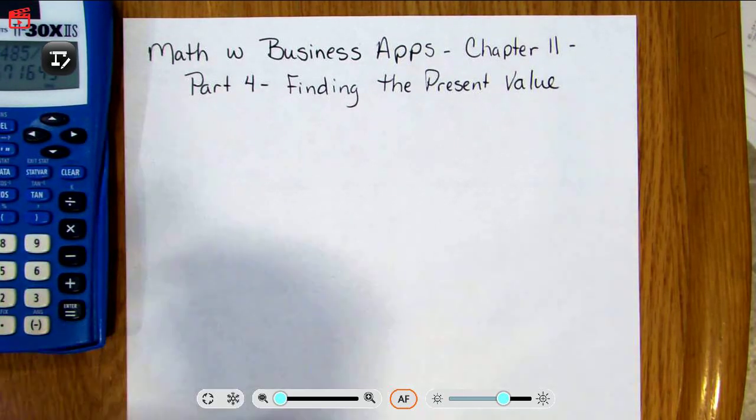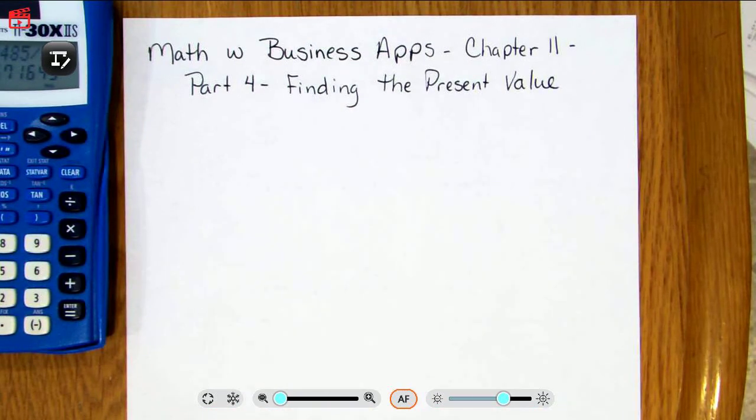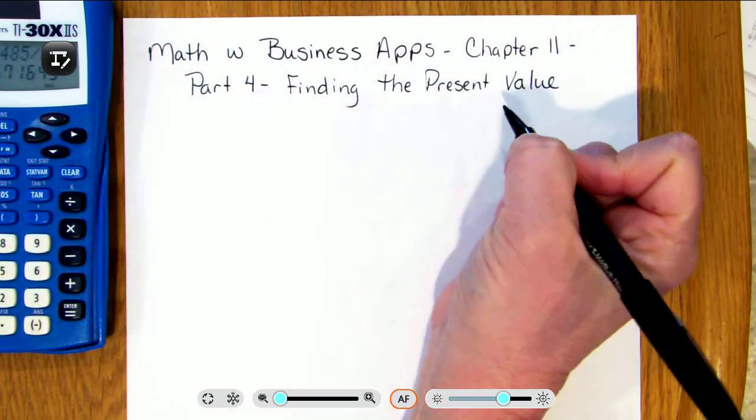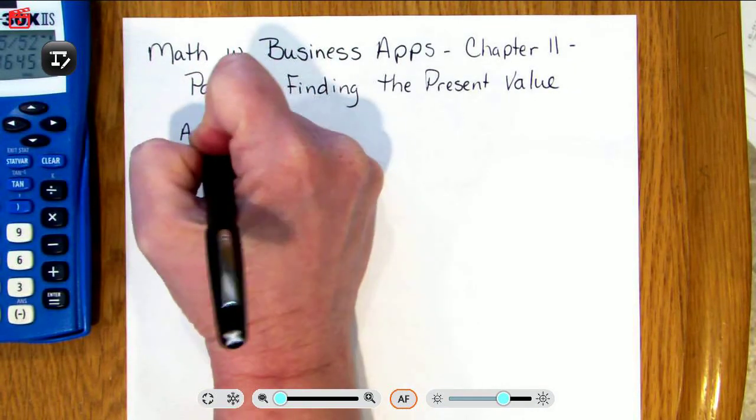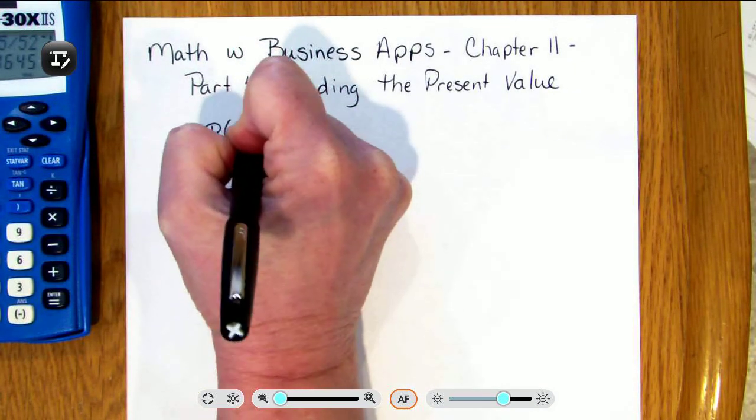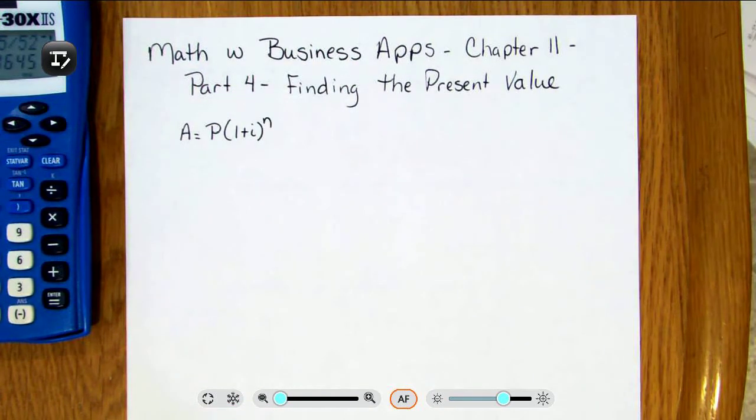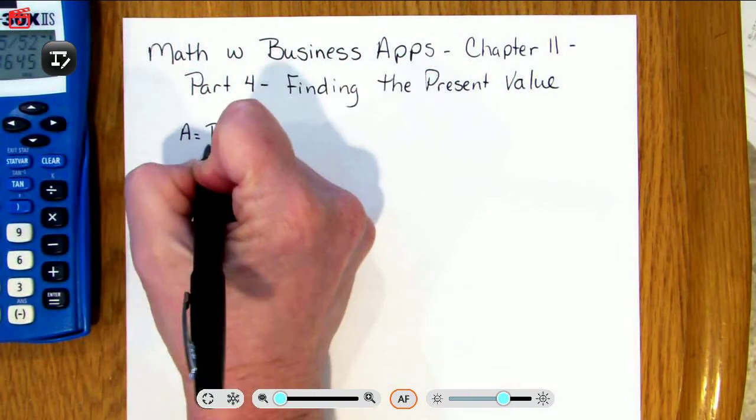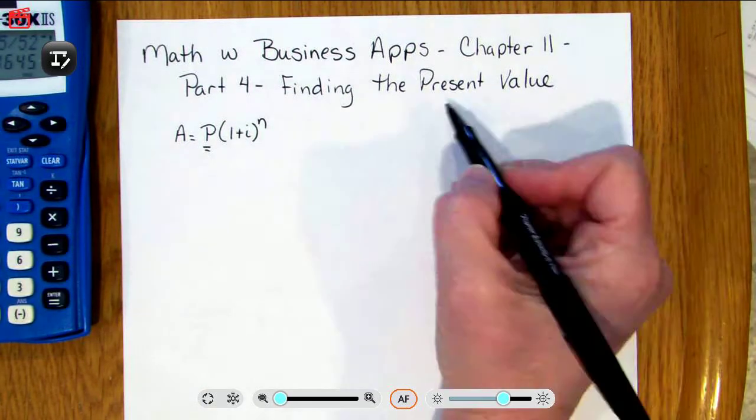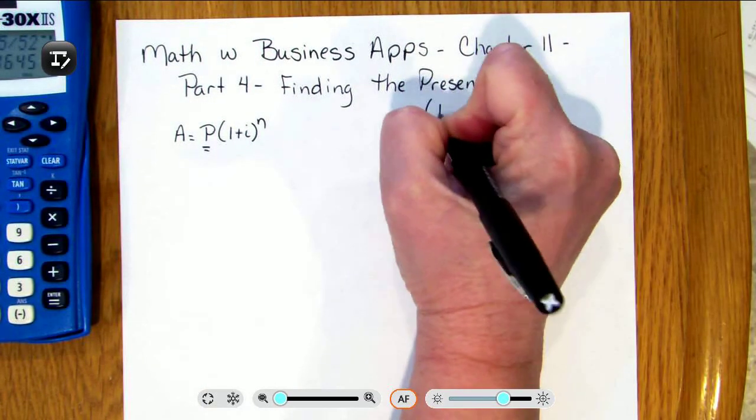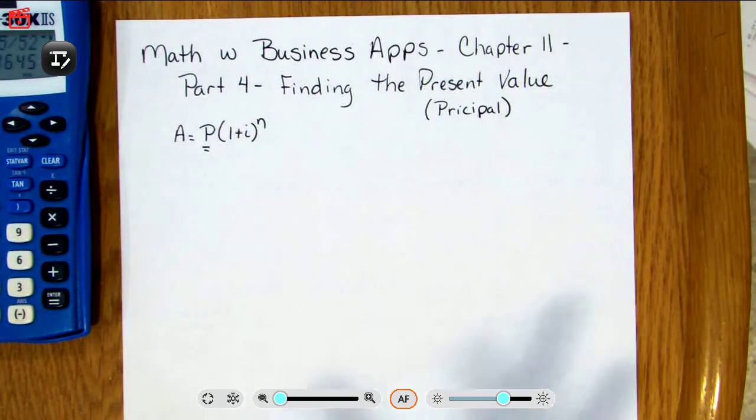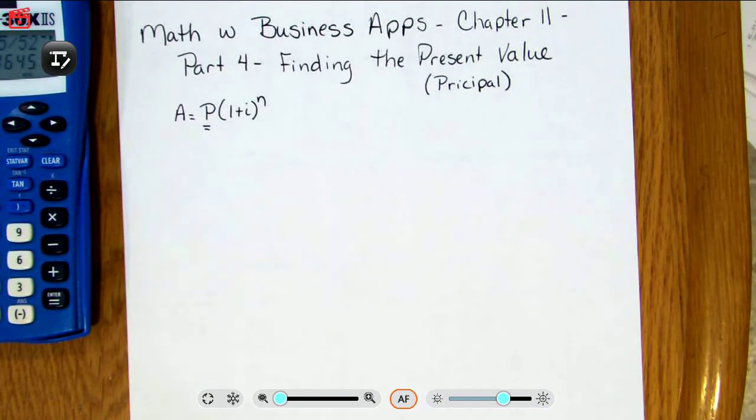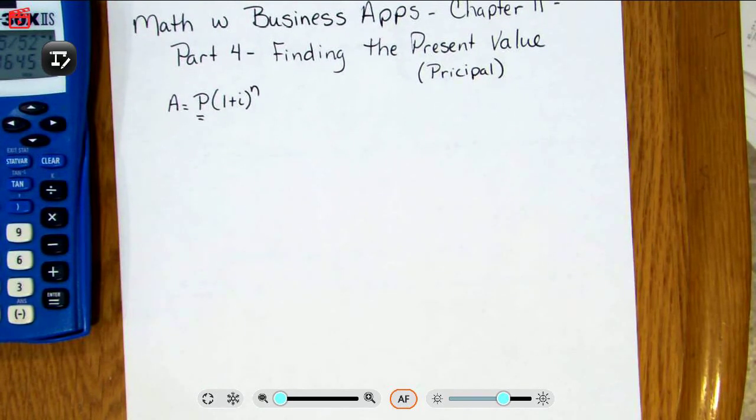This is going to be on how to find the present value, which means we're going to have a goal in mind. So it's going to be basically taking our compound interest formula, which looks like that, and we're going to be solving for this P. Another name for present value, we could think of it as looking for the principal, given a certain goal in mind. I'm going to go through a couple examples, and that should probably do it for Chapter 11.